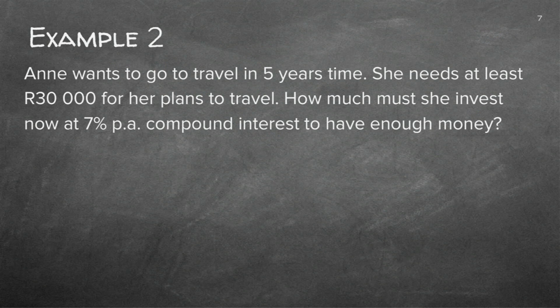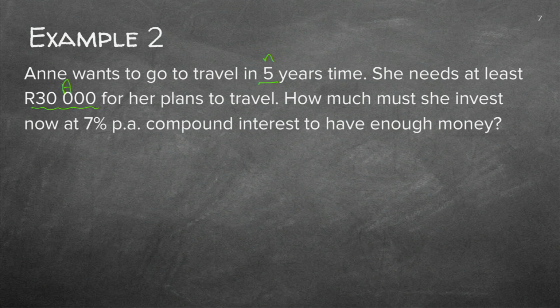Good, the next one. Anne wants to go travel in 5 years' time. That is my N. She needs at least 30,000 Rands for plans to travel. Now, when does she want to travel? In 5 years' time. And then she needs 30,000 Rand. So what is that? The end amount. Remember, the end amount is always the A.